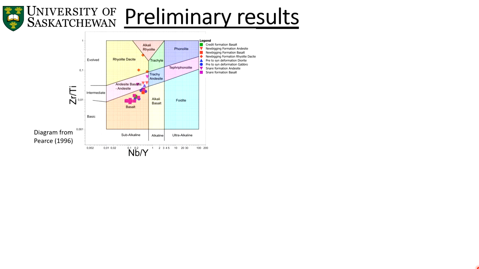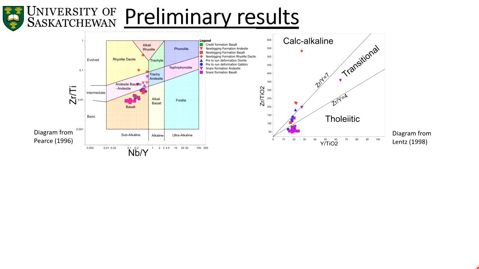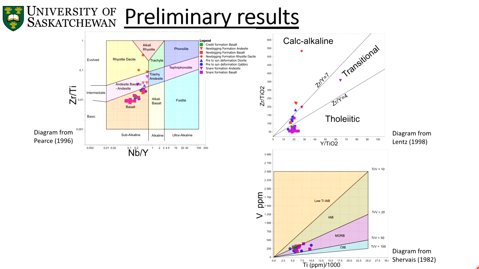In the first diagram, we can see there are three rock types: basalt, andesite, and rhyolite. These three rock types are present in the New Beginning Formation. Snare Formation has only basalt and andesite. Intrusions are gabbros and diorite. The basalt, andesite, and rhyolite of the New Beginning Formation and gabbro intrusion have an intermediate to calc-alkaline affinity. Snare Formation basalts and andesites have tholeiitic to transitional affinity. Basalts and gabbros have an island arc and mid-ocean ridge geochemical signature.